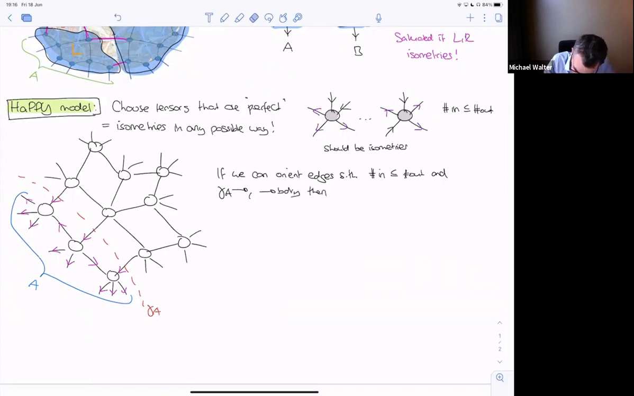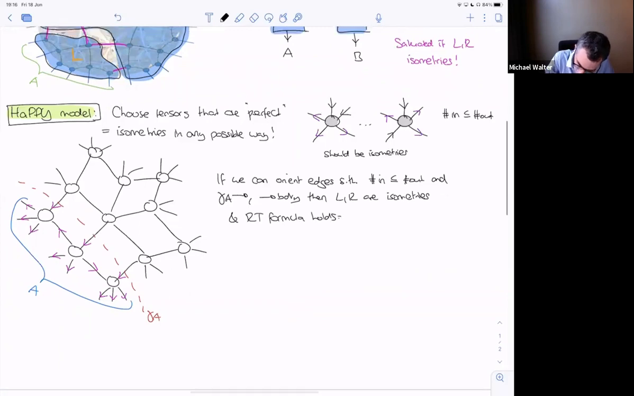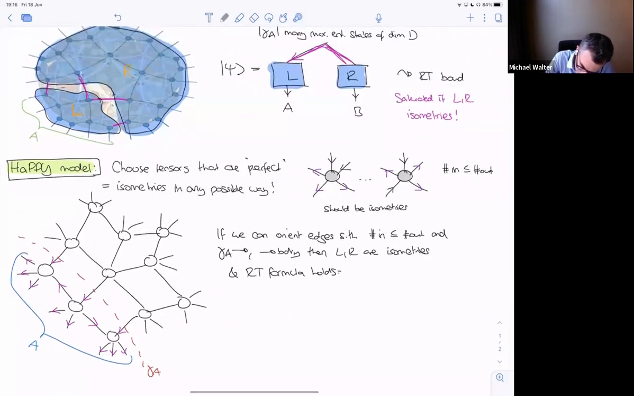Then this proves, that's sort of a graphical proof, that these maps L and R are isometries, just because they're now a composition of isometries, as in a quantum circuit, and the RT formula holds. So not just a bound, but it is now true, because of what we discussed here, L and R isometries, that the entropy of A is exactly equal to the size of the minimal cut times log dimension.